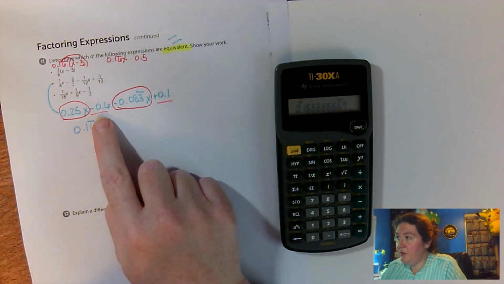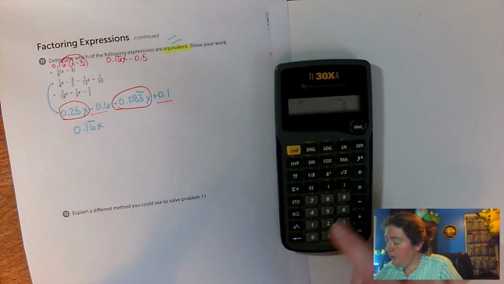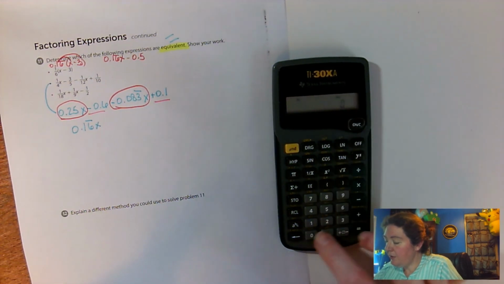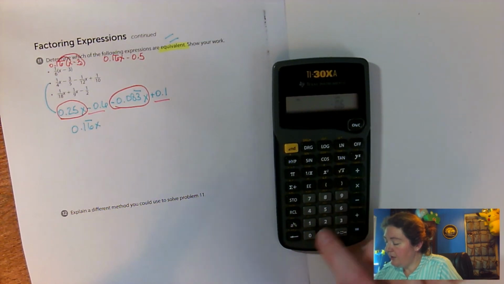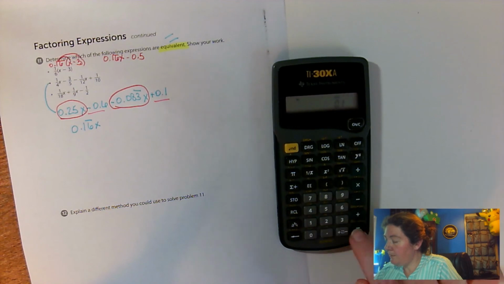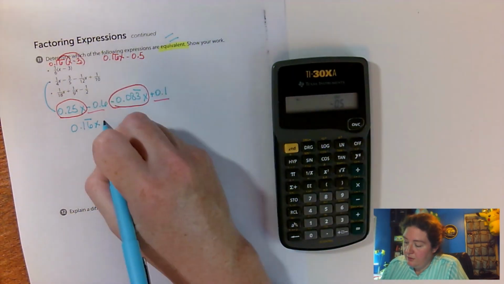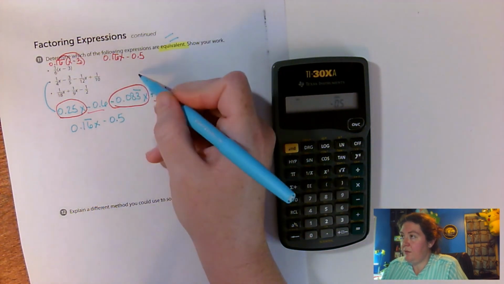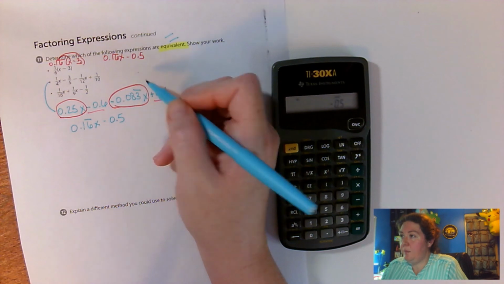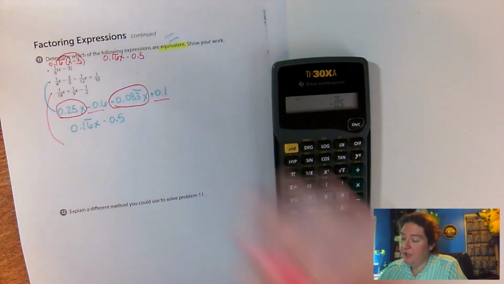Now I need to put my plain Jane family together. Negative 0.6 plus 0.1. Hey, look at that. Look what we've got. They're the same. Interesting. Well, let's go on down to the next one.